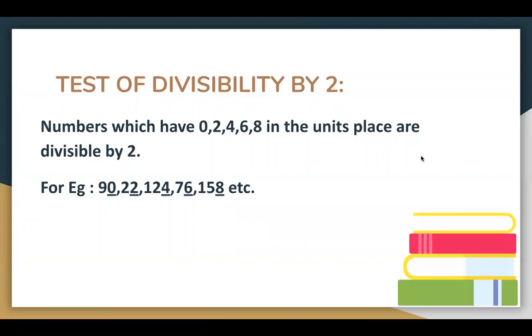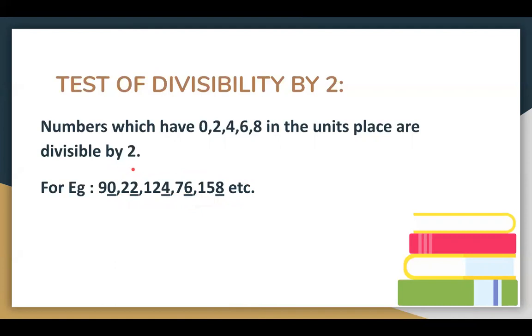First, we will study test of divisibility by 2. Numbers which have 0, 2, 4, 6, 8 in the units place are divisible by 2. For example, 90, 22, 124, 76 and 158. If you observe all these numbers carefully, you can see 0, 2, 4, 6 and 8 are in its units place. Therefore, you can say these all numbers are divisible by 2.